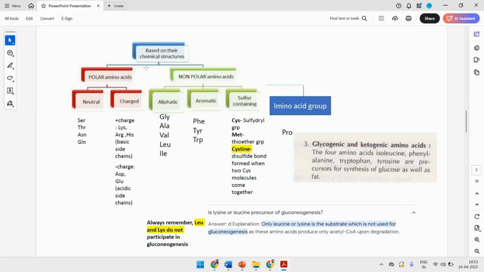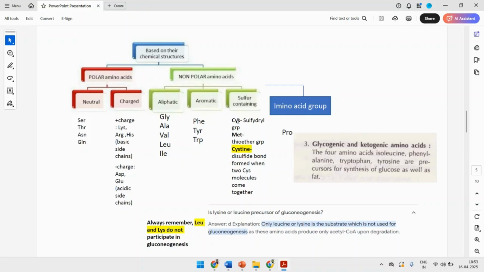Now based on the chemical structures, you have polar amino acids and non-polar amino acids. Polar amino acids, as I told you, are neutral and there are ones which are charged. And then non-polar, you have aliphatic, aromatic, and sulfur containing. Now for the examination point of view, you have to remember the examples, especially let's first start with your sulfur containing amino acids.